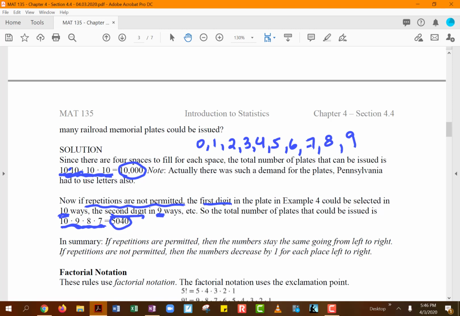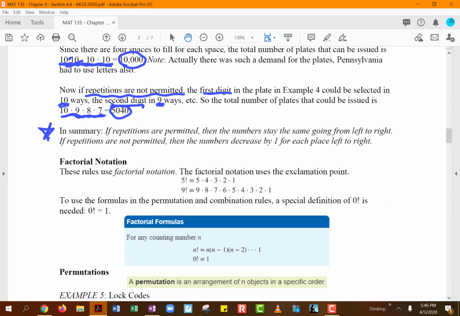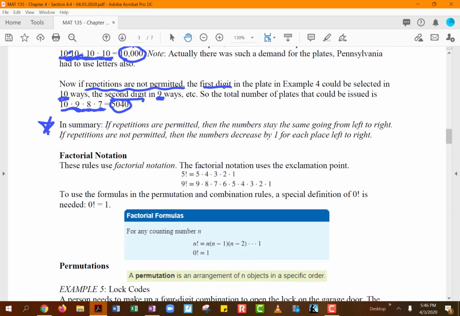So this little summary here is saying if repetitions are permitted, then the numbers stay the same going from left to right. If repetitions are not permitted, then the numbers would decrease by 1 for each place as you go from left to right. So this might be something to remember when you guys are going through homework and exams. Okay? So this brings us to the idea of factorial.